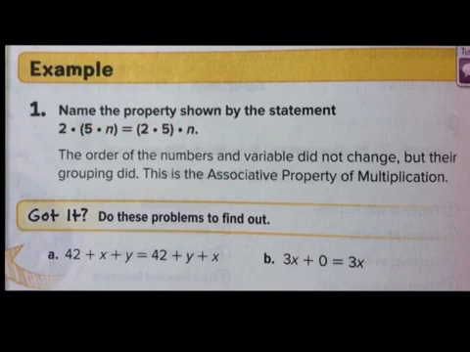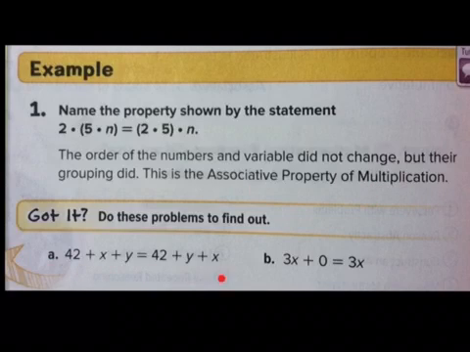Look at this one. Name the property shown. You see how we group it here? When we group something, 5 times n, or we can do 2 times 5, right, which equals the same thing. We call this associative. And what is the computation? It's multiplication, so it's associative property of multiplication.